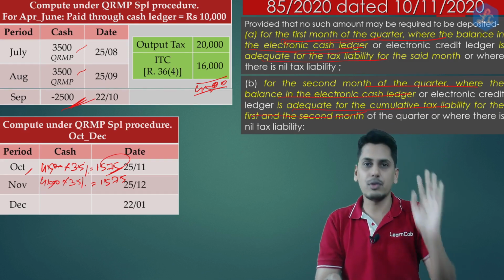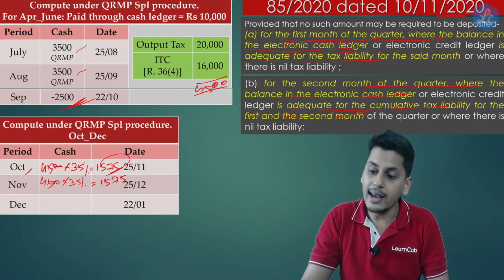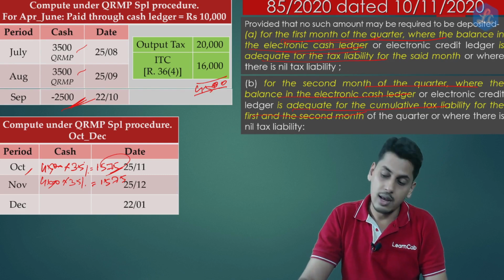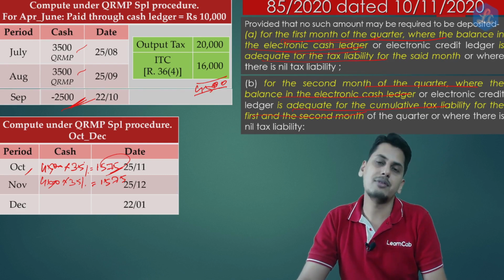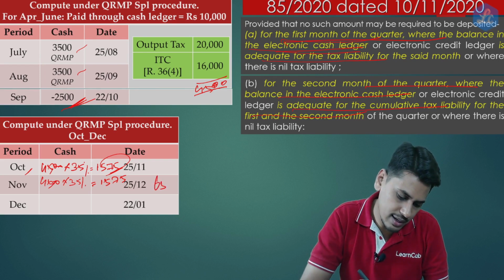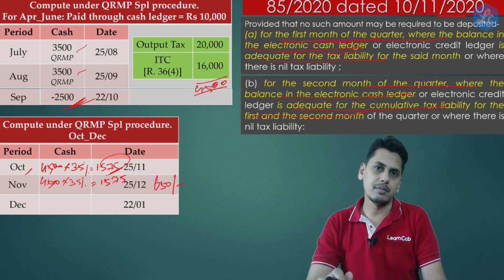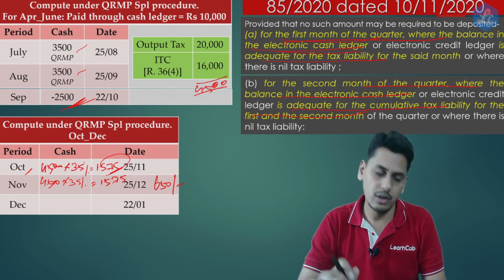For the first month, yes, it was adequate. For the second month, friends, 1575 multiplied by 2, I need to deposit 3150. The amount which is there is only 2500. So therefore, friends, now I will have to deposit an amount of 650 by 25th of December. I'm sure you're able to follow this.